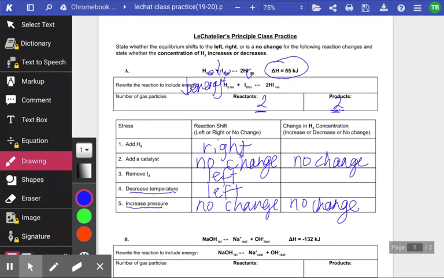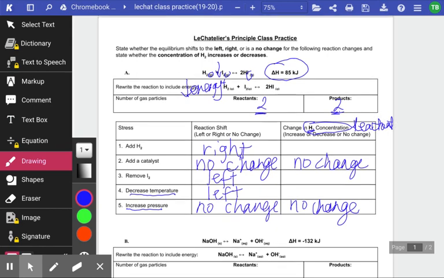All right, so adding hydrogen for the next one. The reaction shifted to the right. Our change in hydrogen concentration. Whenever you see this, I always tell students to write down whether it's a reactant or a product. H2 is a reactant. Reactants are on the left-hand side. Since they are on the left-hand side of the reaction, when the reaction shifts left, then your reactant concentration will increase. So anytime you see left, it's going to be increase. And when it shifts to the right, it's shifting away from the reactants, so the reactant concentration will decrease then.